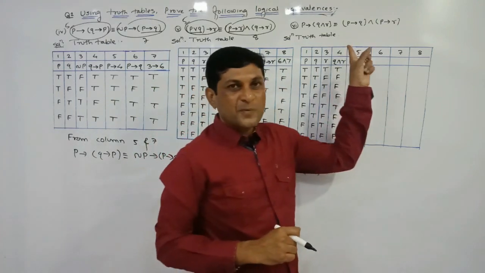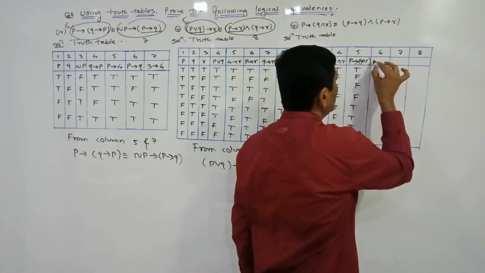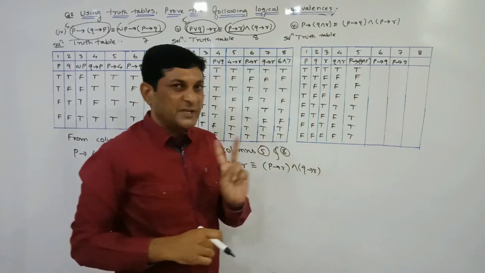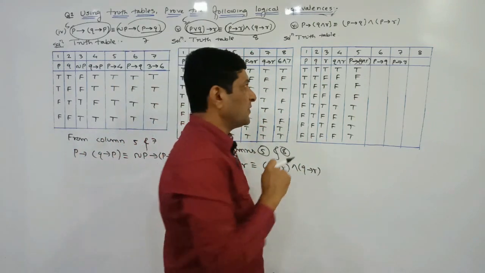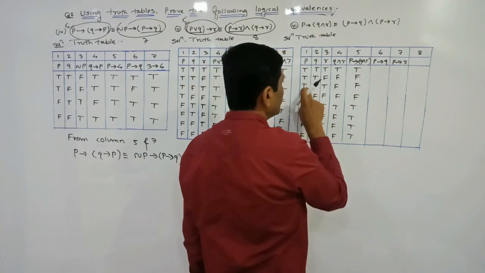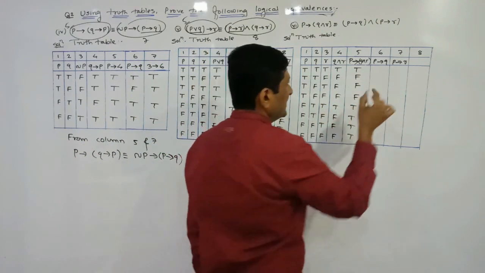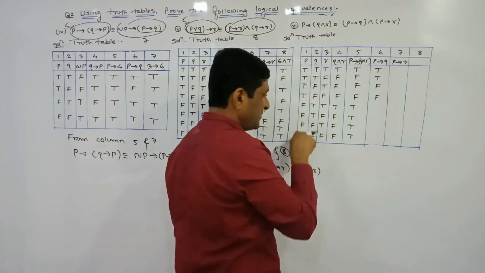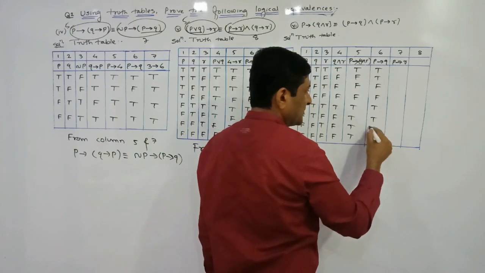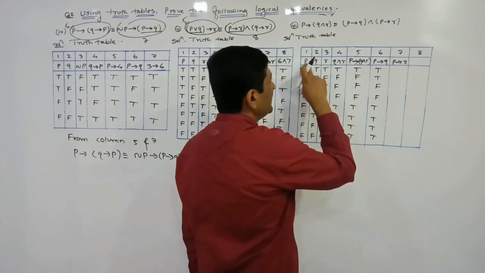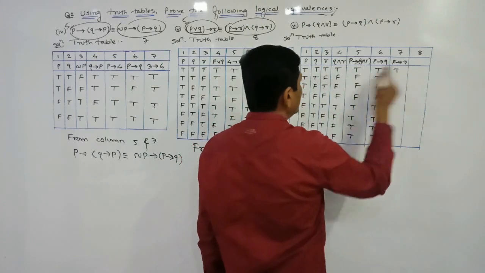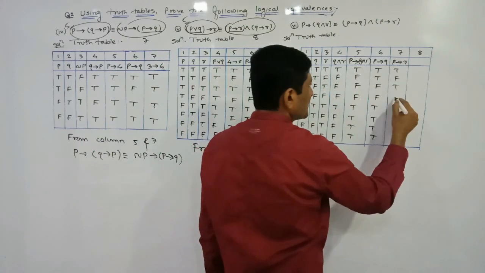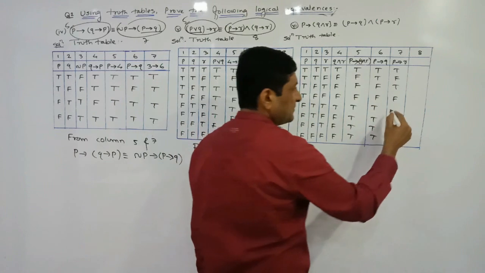Now to find the truth value of the second statement, first find P implies Q and then find P implies R. So P implies Q. In case of implication, when TF appears, only then is implication false. So true, true, false, false, and later on true. Because here TF appears, and if the first statement is false, implication is always what? True. Now find P implies R. Here TT means true, TF means false, TT means true, TF means false, and here the first statement is false, which means implication is always true.